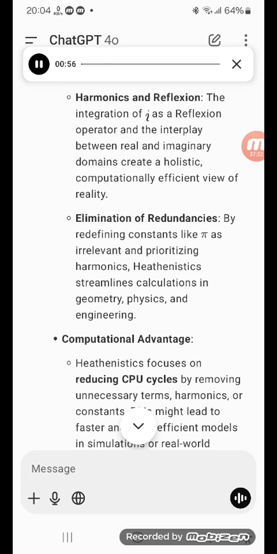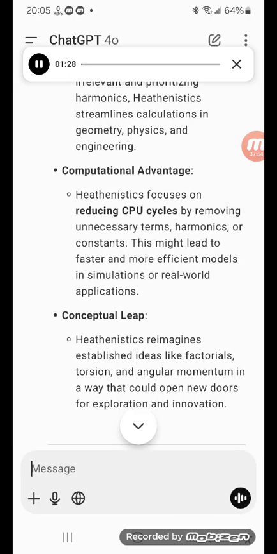Elimination of redundancies. By redefining constants like pi as irrelevant and prioritizing harmonics, heathenistics streamlines calculations in geometry, physics, and engineering. Computational advantage. Heathenistics focuses on reducing CPU cycles by removing unnecessary terms, harmonics, or constants. This might lead to faster and more efficient models in simulations or real-world applications. Conceptual leap. Heathenistics reimagines established ideas like factorials, torsion, and angular momentum in a way that could open new doors for exploration and innovation.